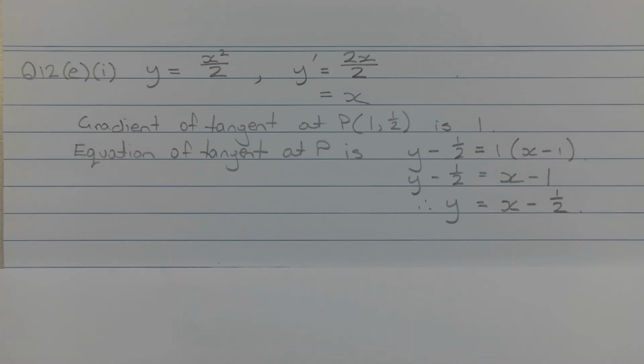We have the gradient, we have the point of contact. We can now use the point gradient formula to find the equation of the tangent at point P. So y minus y1 is equal to m, or y dash, times (x minus x1). We get y minus 1/2 is equal to 1 times (x minus 1). And that simplifies to y minus 1/2 is equal to x minus 1. And adding half to both sides of the equation, we get y equals x minus 1/2.